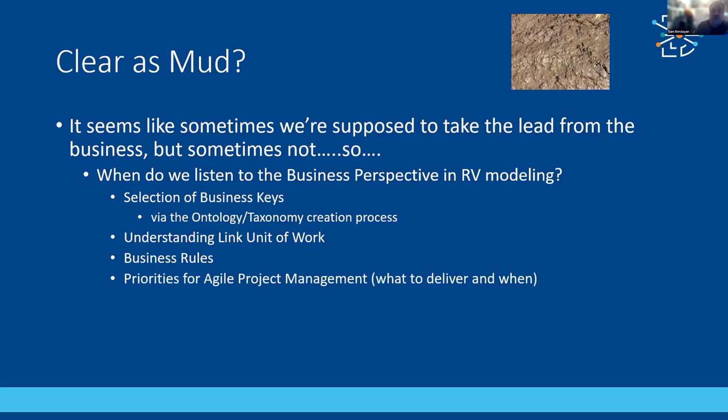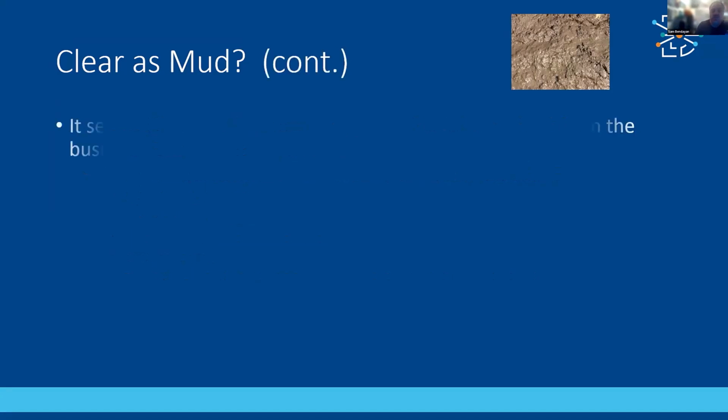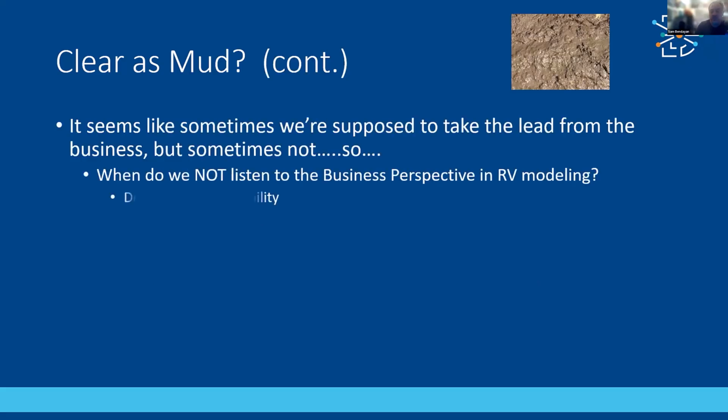Okay. If you're doing agile project management, as I hope everyone is, the priorities come from the business, right? You may want to do this one area, but if the business value is somewhere else, that's what you need to do first. This is where you listen to the business. And conversely, when do you not listen to the business?